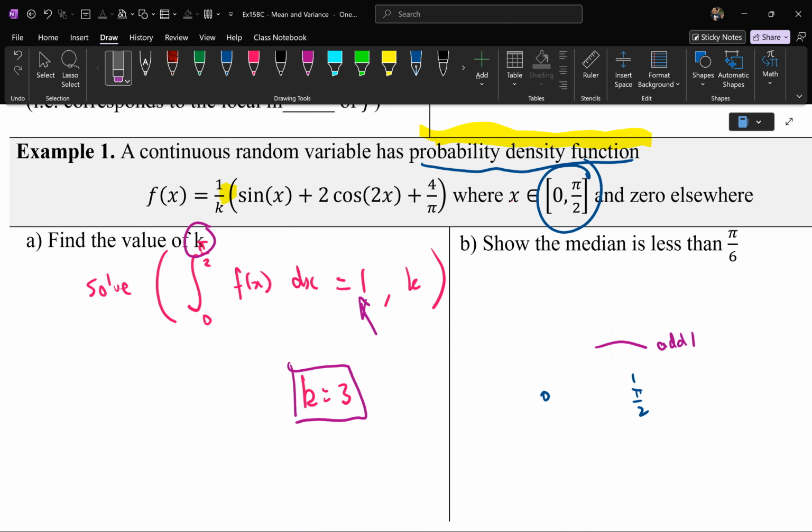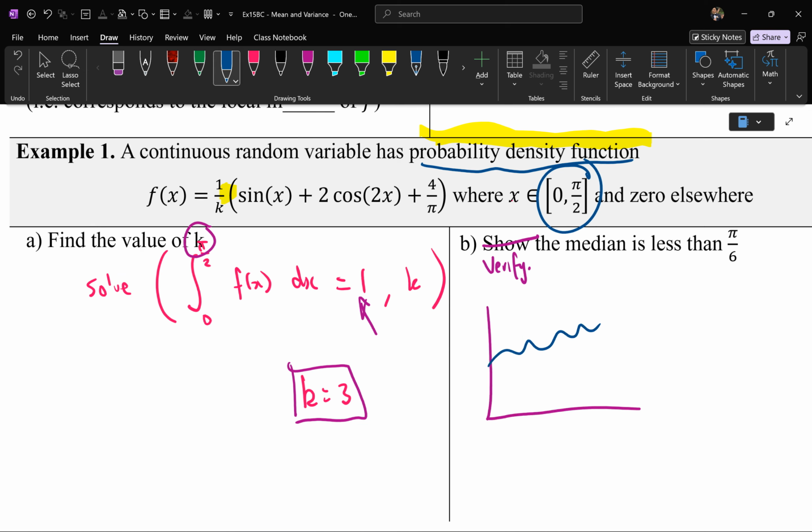Next question. B. Let's verify. So we're verifying that the median. Now again, let's draw the graph. I'm drawing a random f graph. It doesn't really matter. We're just trying to understand it conceptually. You've got a random f graph, which has sine and cosine in there. It looks scary. Whatever it is, we know the area under the curve is 1 if k equals 3. Now they're asking, can you show or verify that the median, when it's between 0 and pi on 2, we know for sure is less than pi on 6. The median is somewhere less than that.